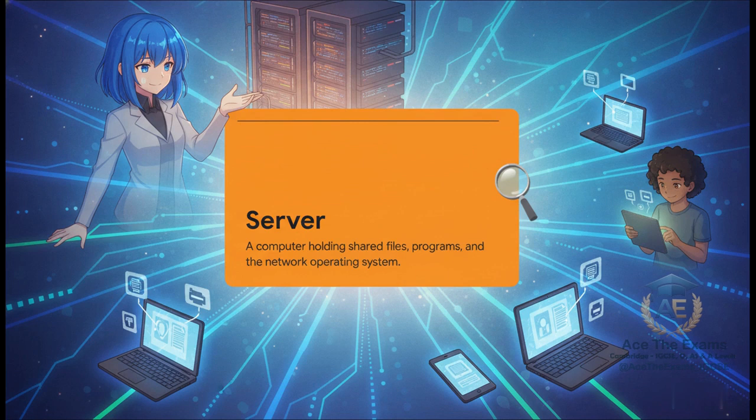First up, the server. A server is a powerful computer that holds shared files, programs, and the network operating system. Think of it as the ultimate provider for the network. It allocates shared data, printers, and software resources to anyone authorized to connect. Basically, without a server, your centralized network ecosystem completely lacks resource management.